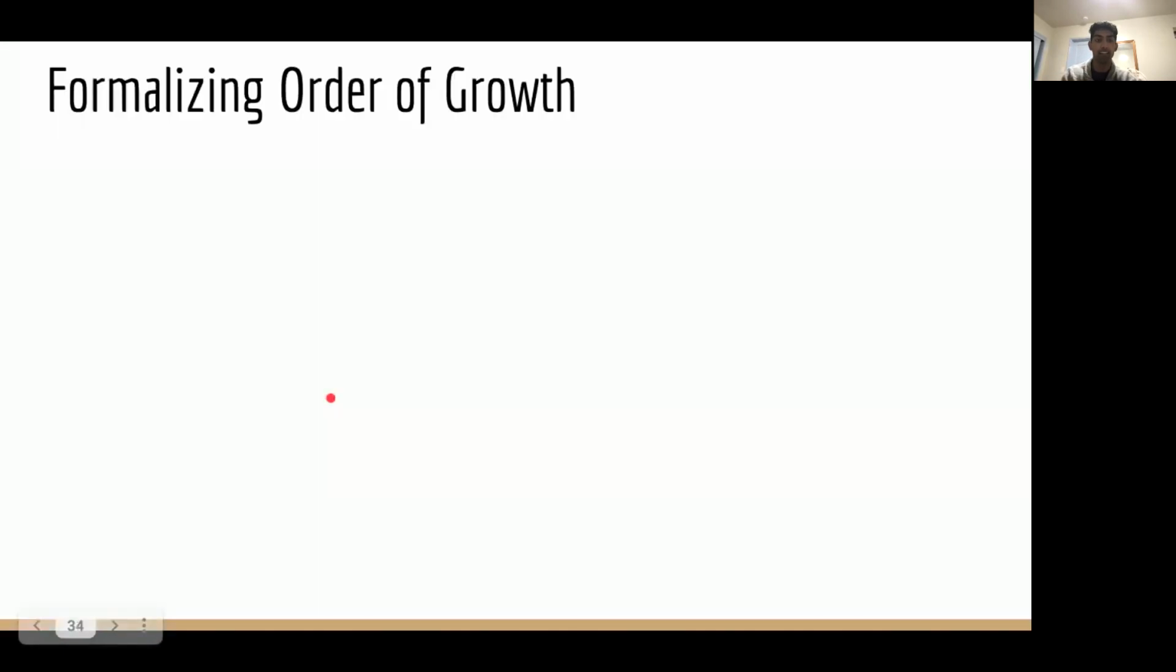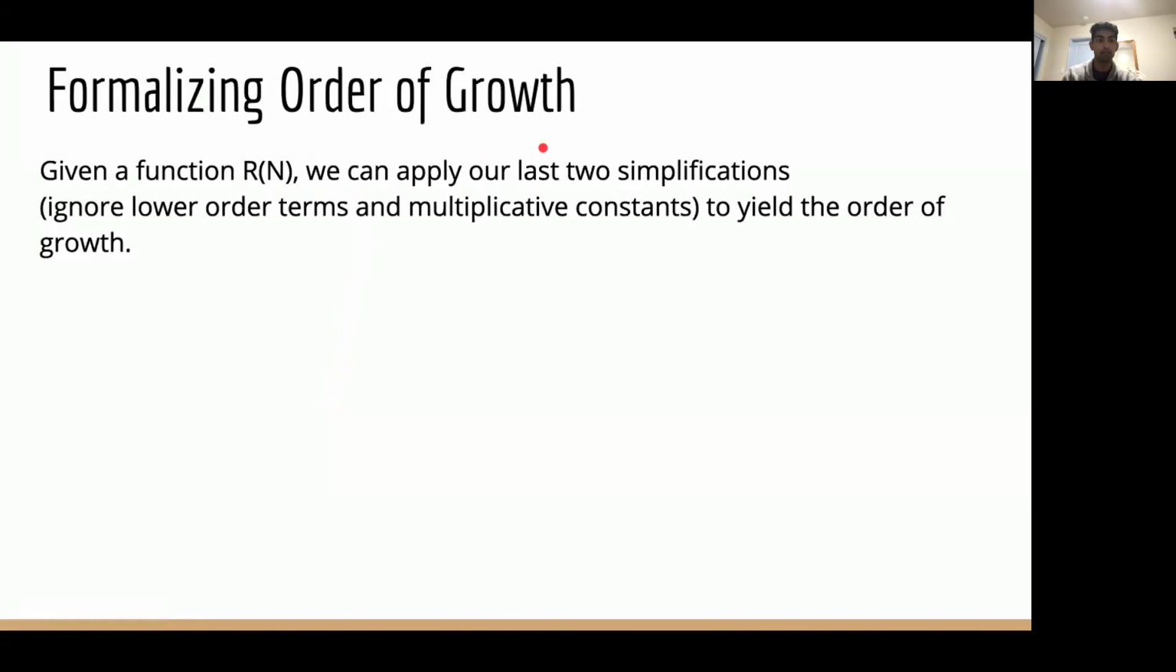So the next couple sections, we're going to be talking about some bounds. And up to this point, it's a lot of motivation, but the next slides are going to be very applicable to the problems you'll be solving in this class. So let's first formalize the order of growth, what we've learned so far. Okay, if we have some function r of n, let's apply the last two simplifications, which were ignoring lower order terms and multiplicative constants, to yield our order of growth, right? That's kind of what order of growth is to us.